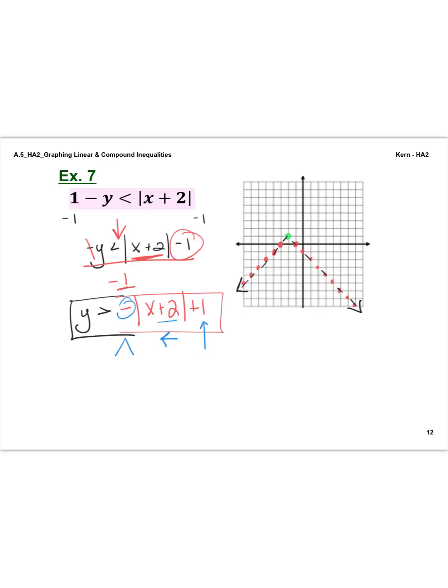Okay, when you shade, we go up. So we shade the whole outside of the V. Okay, when you're doing this, don't make the same mistakes that I just did. Remember, if you multiply or divide by a negative, you have to flip the sign. That's a wrap on absolute value and linear inequality graphing.